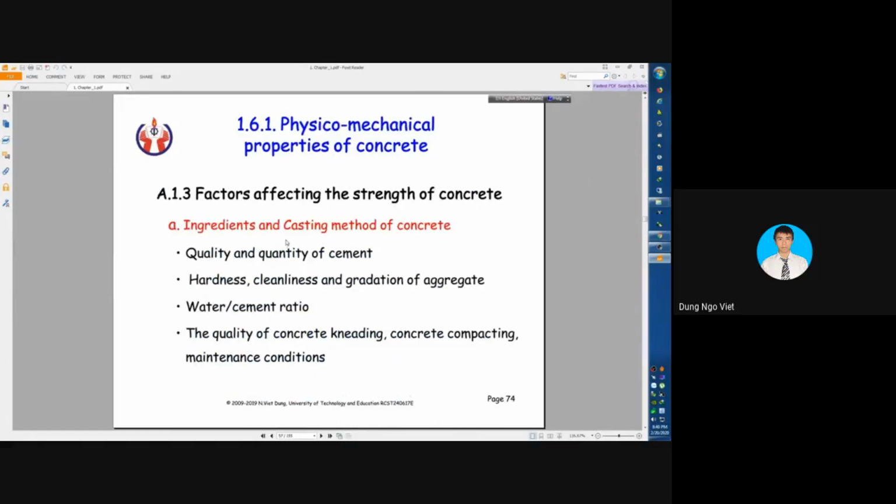So next we consider the factors affecting the strength of concrete. The first factor affecting the strength of concrete is the ingredients and casting methods of concrete. They are the quality and quantity of cement, the hardness, the cleanliness, and the gradation of aggregate, and the water and cement ratio, the quality of concrete kneading and concrete compacting, and the maintenance condition.